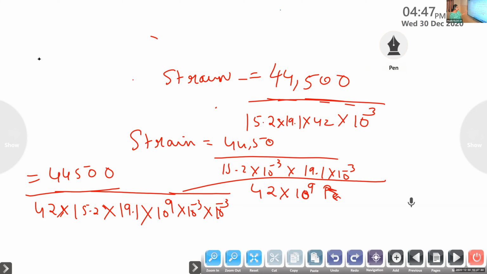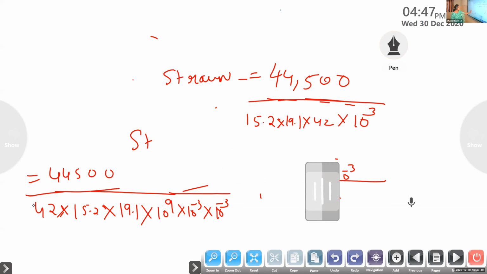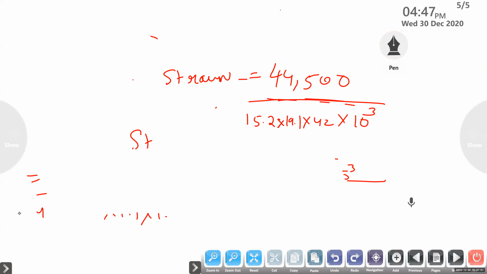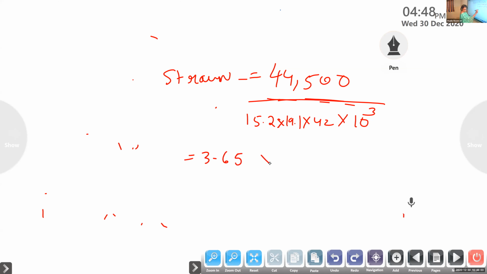Okay? I hope you understood. Any doubt, children? Ma'am, will you give the final answer? Yeah. So the final answer you will get is 3.65. Check whether you are getting that answer. So you will get the answer 3.65 into 10 to the power of minus 3. So that is the answer. Take 10 to the power 3 up.